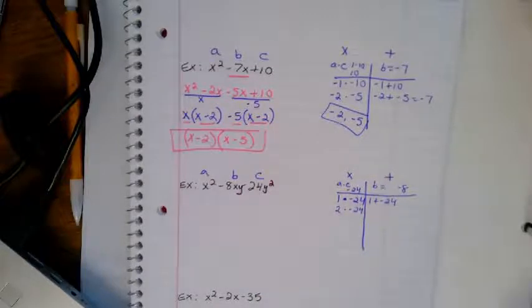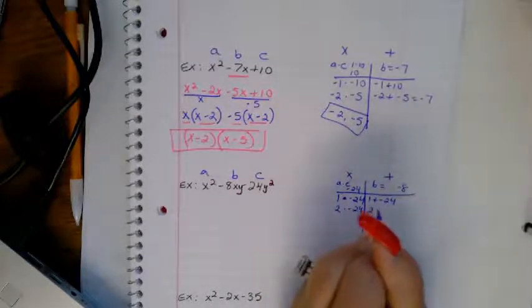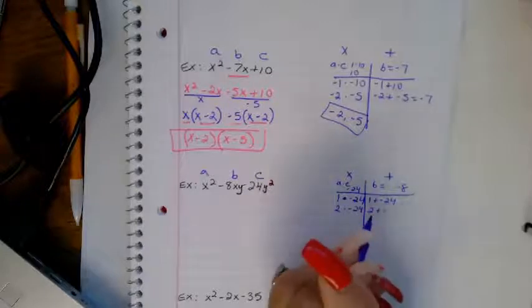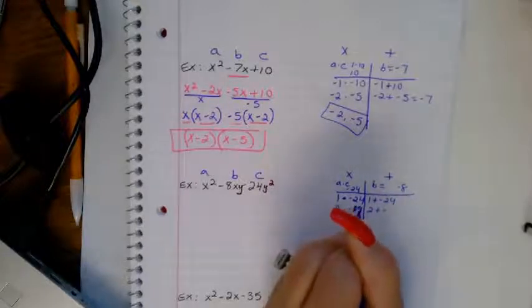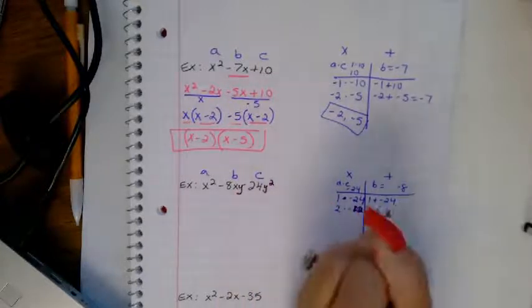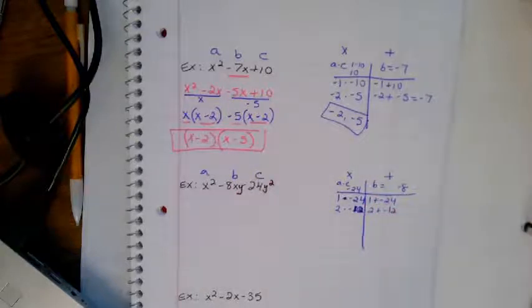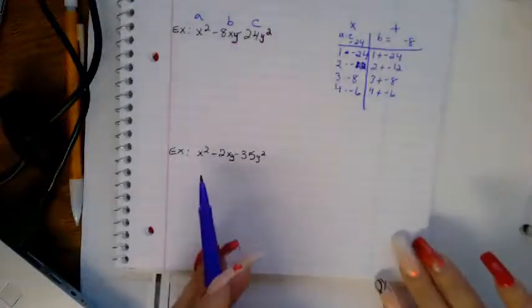Oops, that's not a 24. I am losing it. It's a 12. Oof. Hit record, that would help. So x squared minus 2xy minus 35y squared.